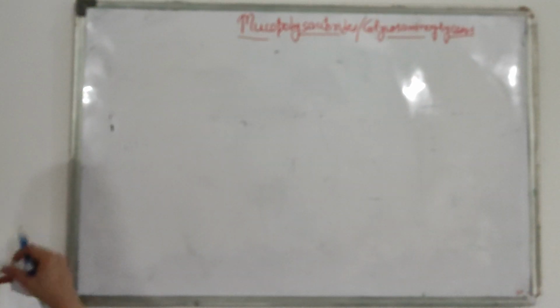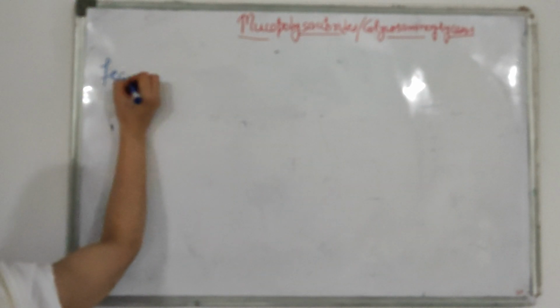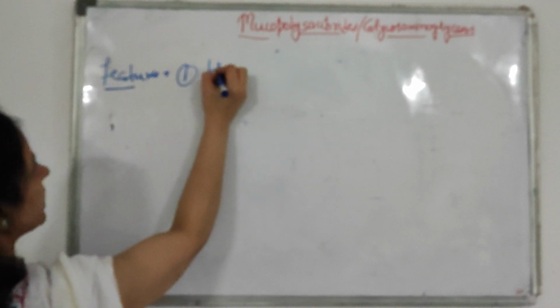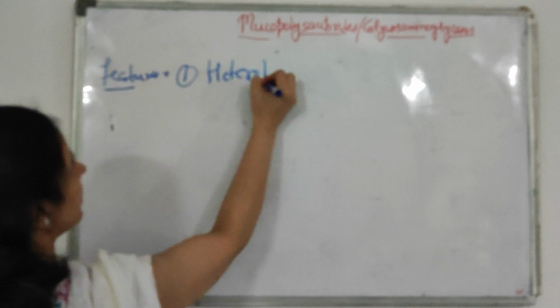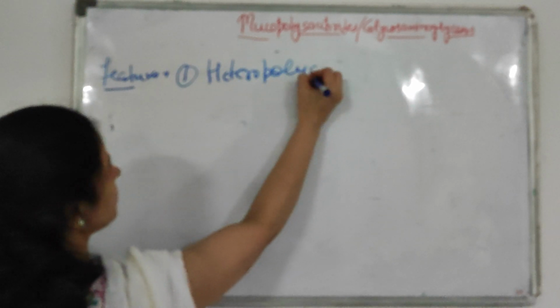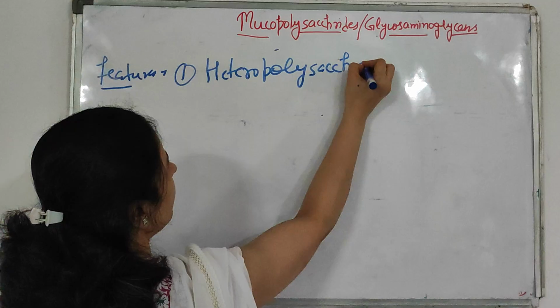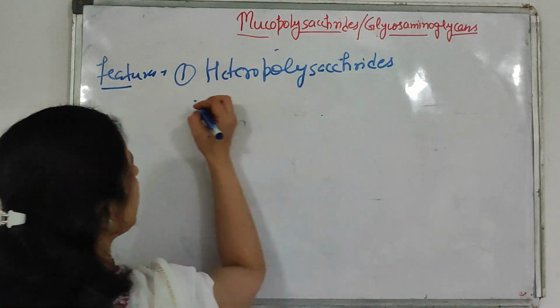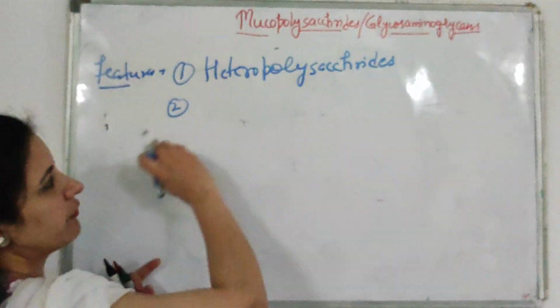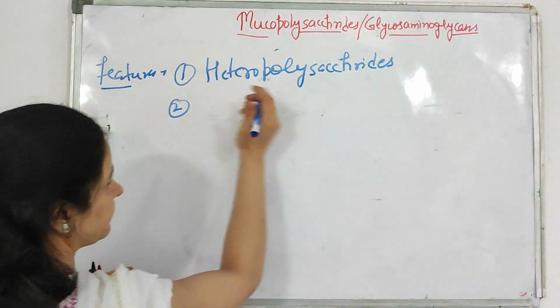So what will you write? First you will write the features. What are the features of mucopolysaccharides? First, these are heteropolysaccharides.